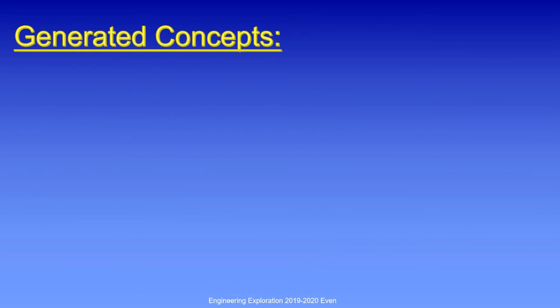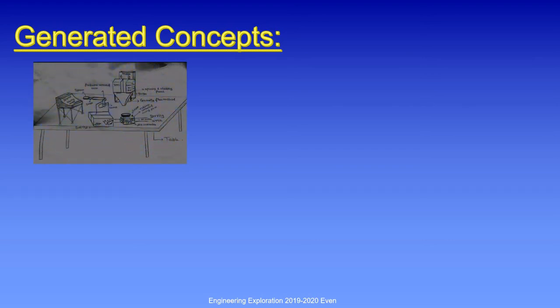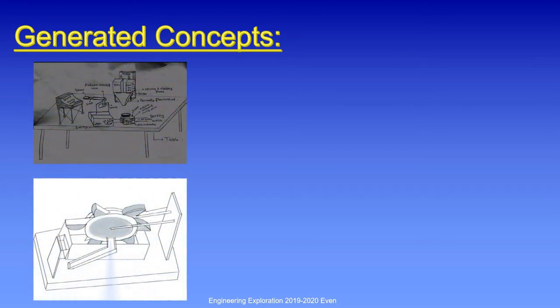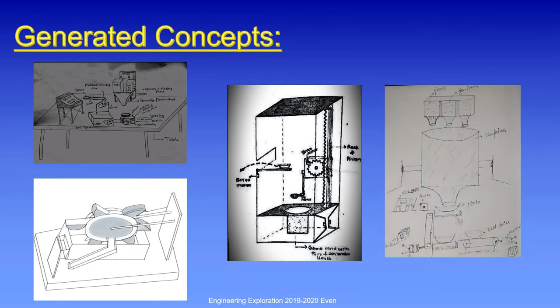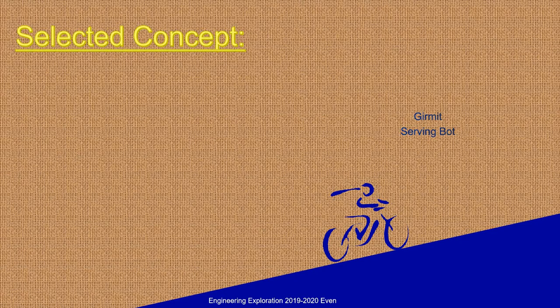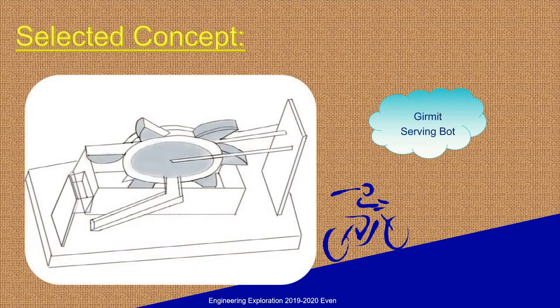Generated concepts. Based on our subsystems identified on the function tree, we have generated four concepts. So these are our four generated concepts. Out of these four, one of them should be selected. So we used Pugh chart to select the best concept out of four. So this is our selected concept.